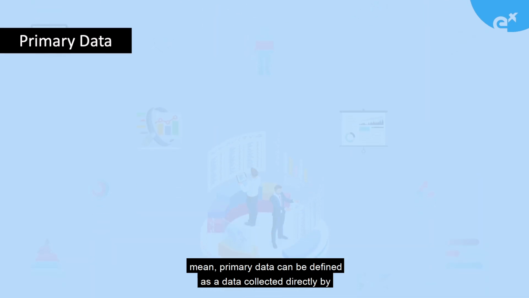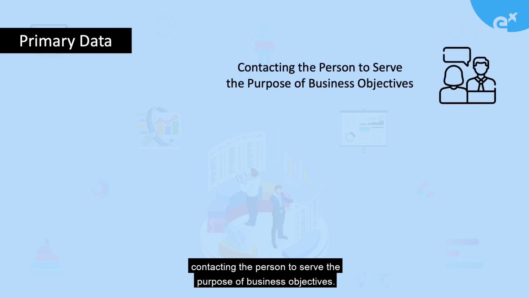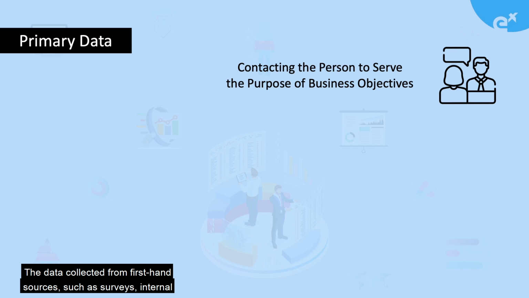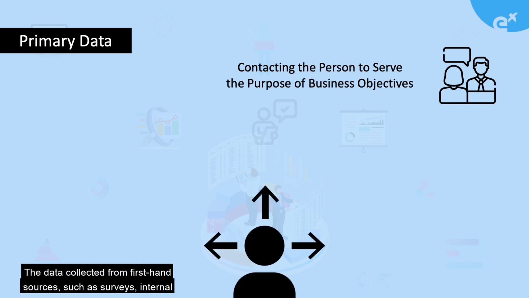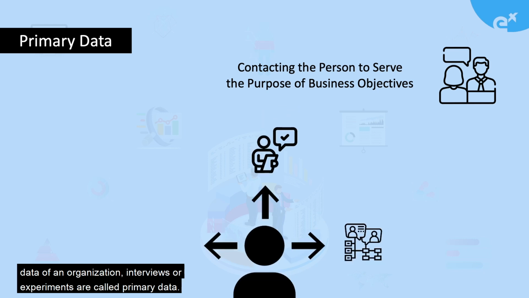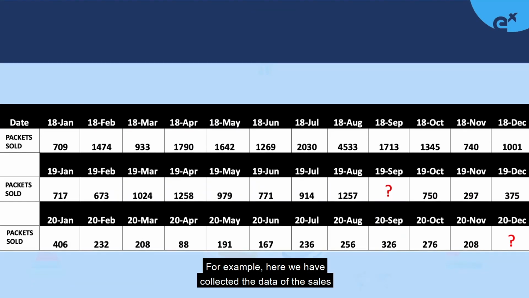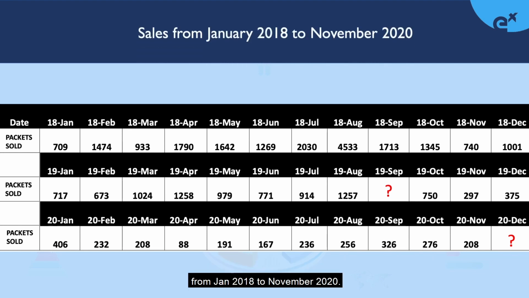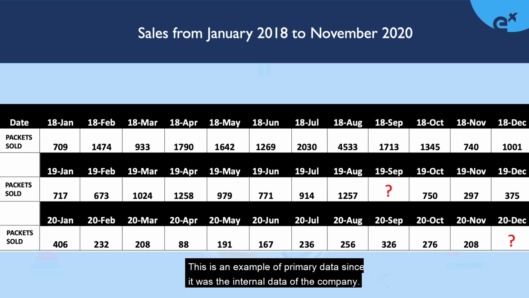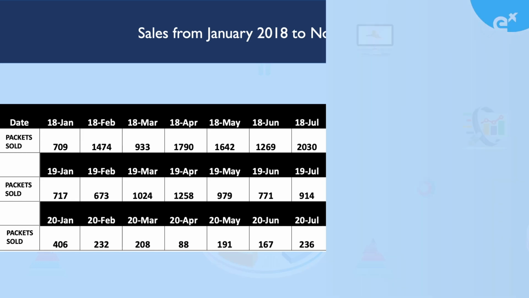Primary data can be defined as data collected directly by contacting the person to serve the purpose of business objectives. The data collected from first-hand sources such as surveys, internal data of an organization, interviews, or experiments are called primary data. For example, here we have collected the data of the sales from Jan 2018 to November 2020. This is an example of primary data since it was the internal data of the company.